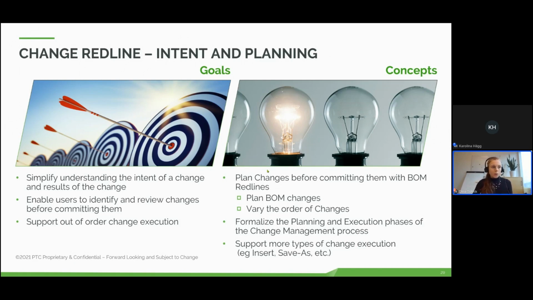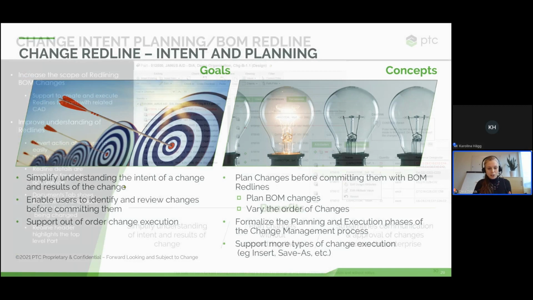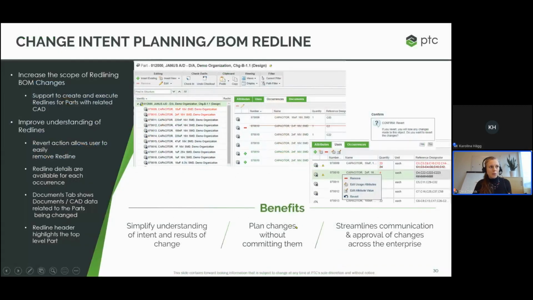So to formally understand what has to be done to implement the change. And this is an example of a red line. Here you might see that the person is planning to remove one part and add two parts, and maybe to replace a substitution, to replace a reference designator.